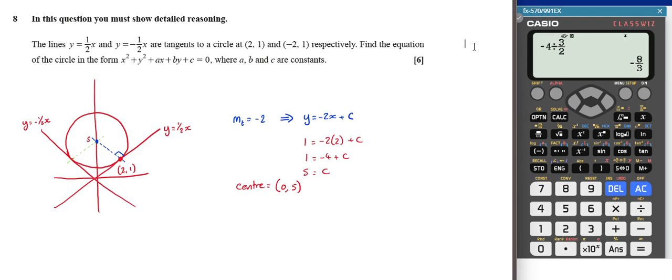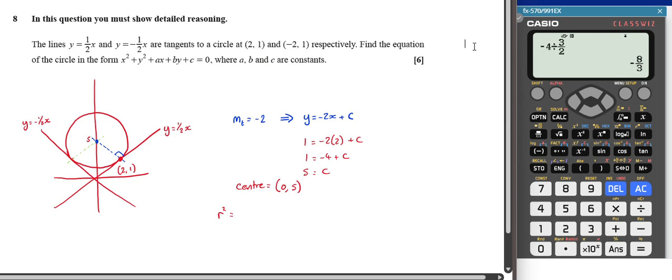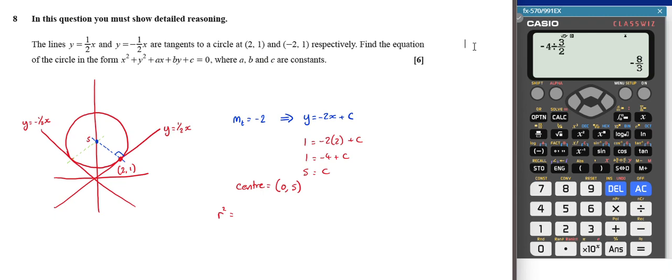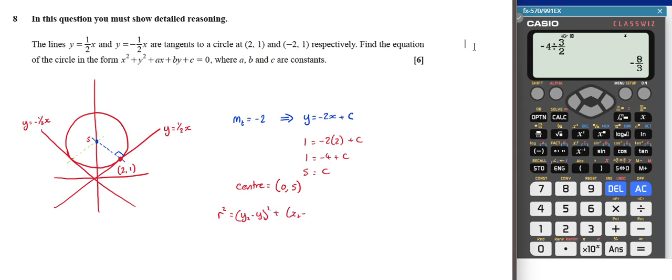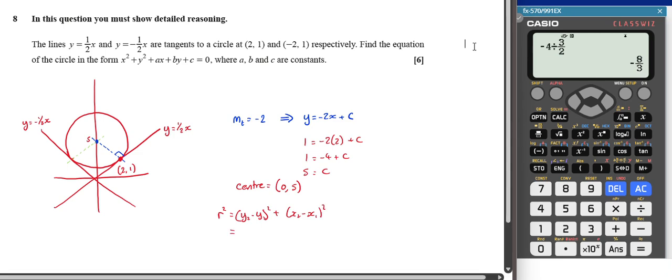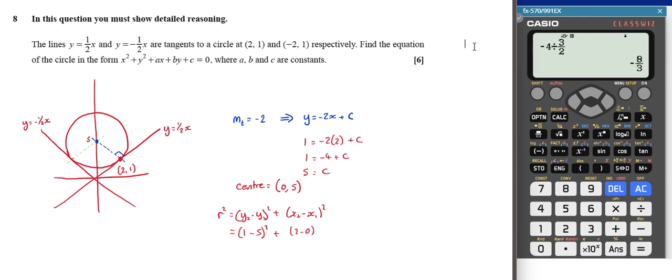So my radius, r squared, is going to be, what's that? y2 minus y1 all squared, plus x2 minus x1 all squared. So that's Pythagoras again. So what have we got for y2? We have got 1 minus 5 squared plus, and then I've got 2 minus 0 squared.